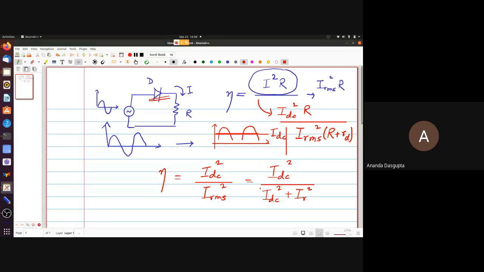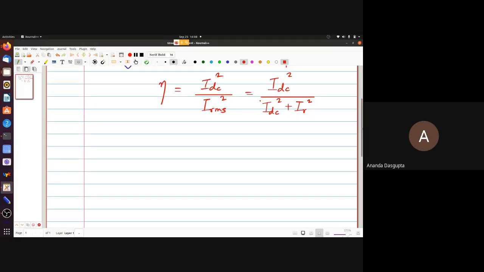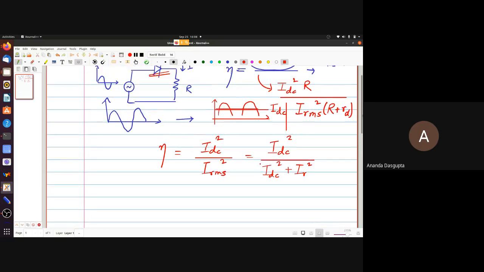If you have more ripple, you're going to have less efficiency. But that's easy to understand. If you have more ripple, that means much of the power that you are getting is in the form of fluctuating current, which you don't really want. So this is of course an approximation where we can ignore the dissipation of power in the diode. But anyway, that's a pretty good approximation usually. So you can ignore this, and then of course you can cancel R and RD, both R's together, and you end up with this result.